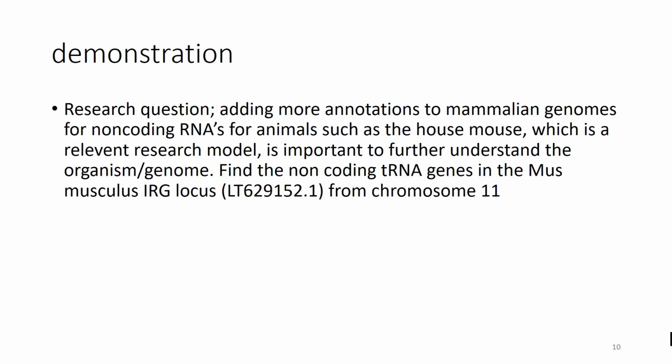Now for the demonstration, I will describe the research question in order to have a practical setting to use the webtool. Adding more annotations to mammalian genomes for non-coding RNAs for animals such as the house mouse, which is a relevant research model, is important to further understand the organism. Find the non-coding tRNA genes in the mus musculus IRG locus from chromosome 11.